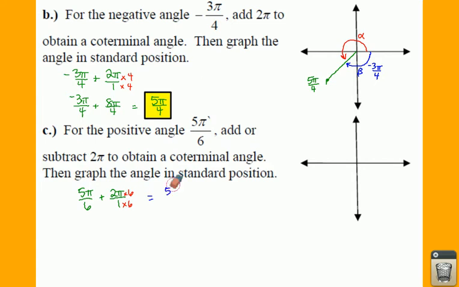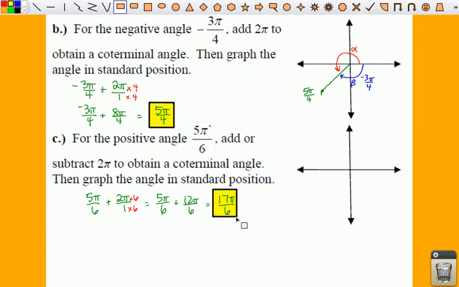plus 12 pi over 6. And if you add those together, that's 17 pi over 6. Okay, 17 pi over 6. So there is one potential coterminal angle.